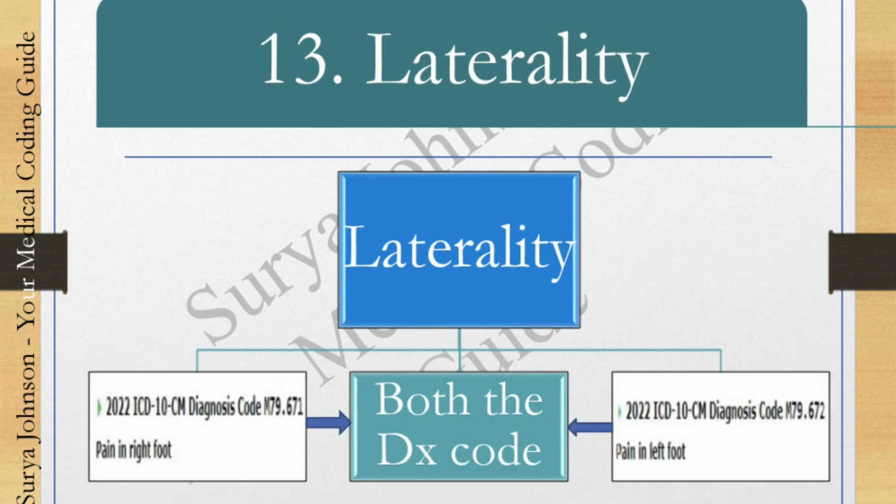So in this laterality, we will see, like, ICD M79.671 means pain in right foot and M79.672 means pain in left foot. So when it's right, you'll code this code, and when it's left, you'll code that code. When it is bilateral, and there is no single bilateral code, for example bilateral pain in both feet, in that case you'll code two codes, the right code and the left code separately.